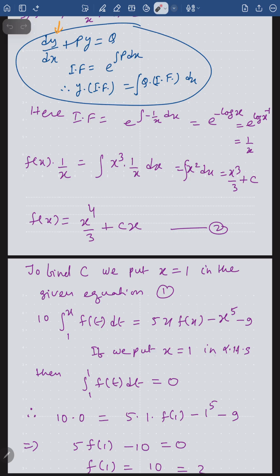One more help you get by putting x equal to 1 is that whenever you put the same upper limit and lower limit, 1 and 1, the integral value will be 0. That fact will be used here. So the integration from 1 to 1 of f(t) dt will be 0. Next, 10 into 0 equal to 5 into 1 into f(1) minus 1 raised to the power 5 minus 9. This I have written here.